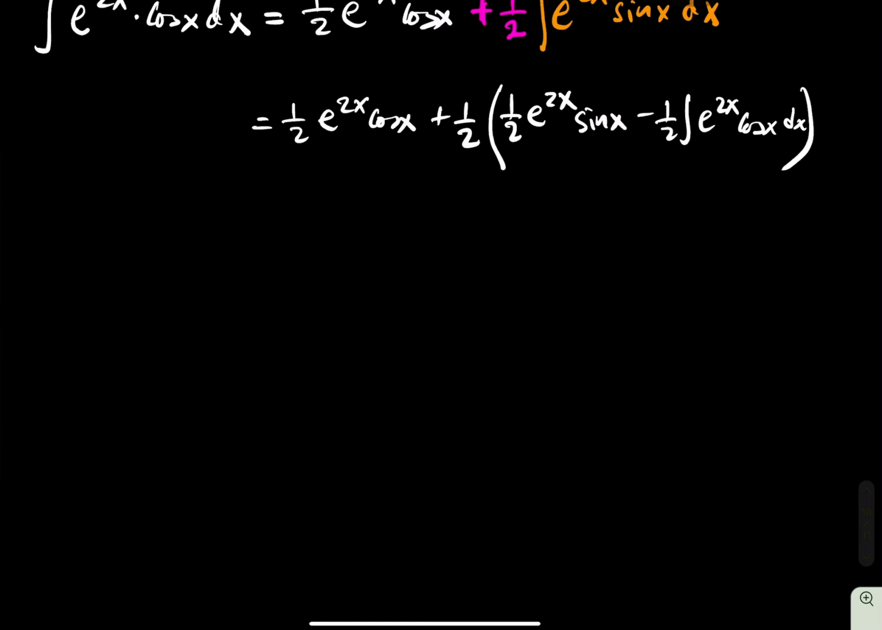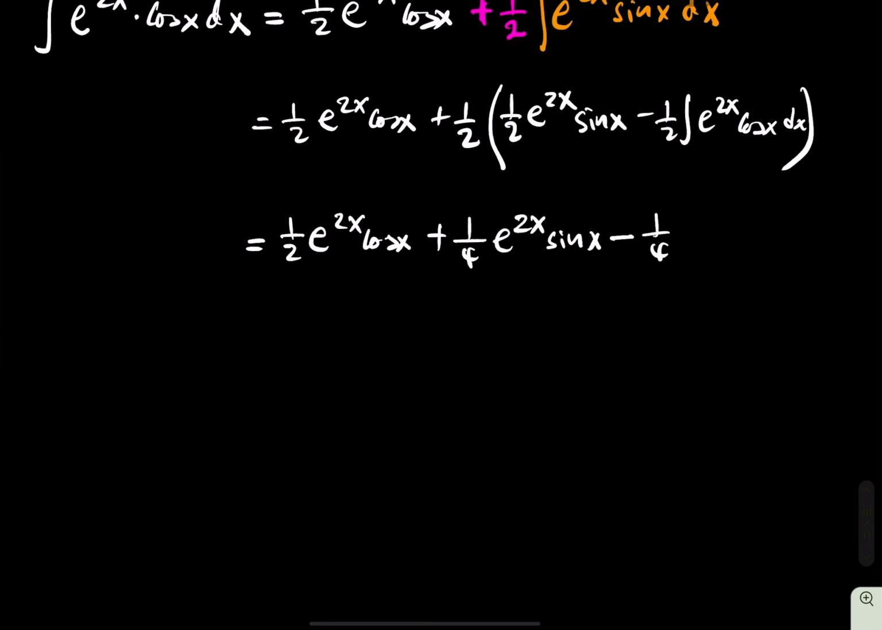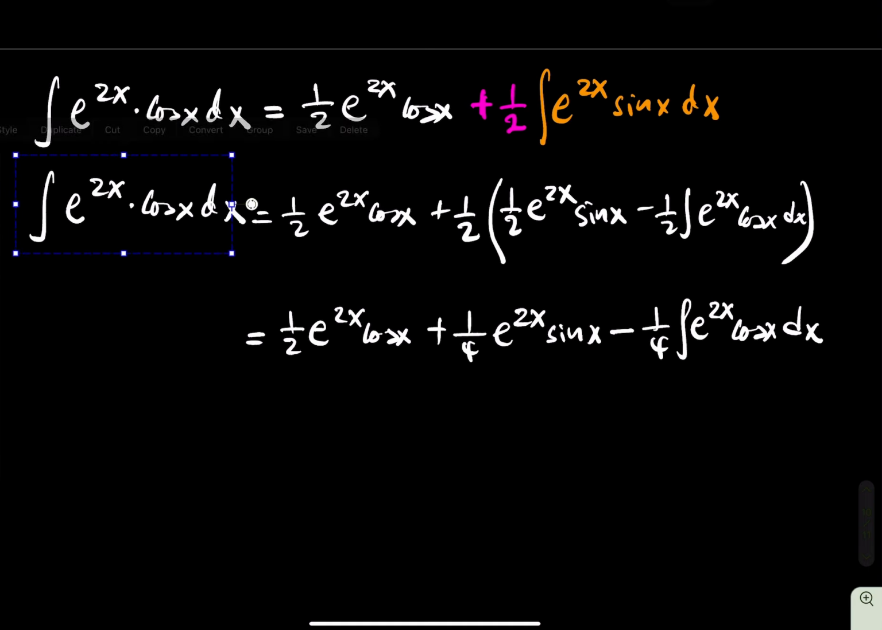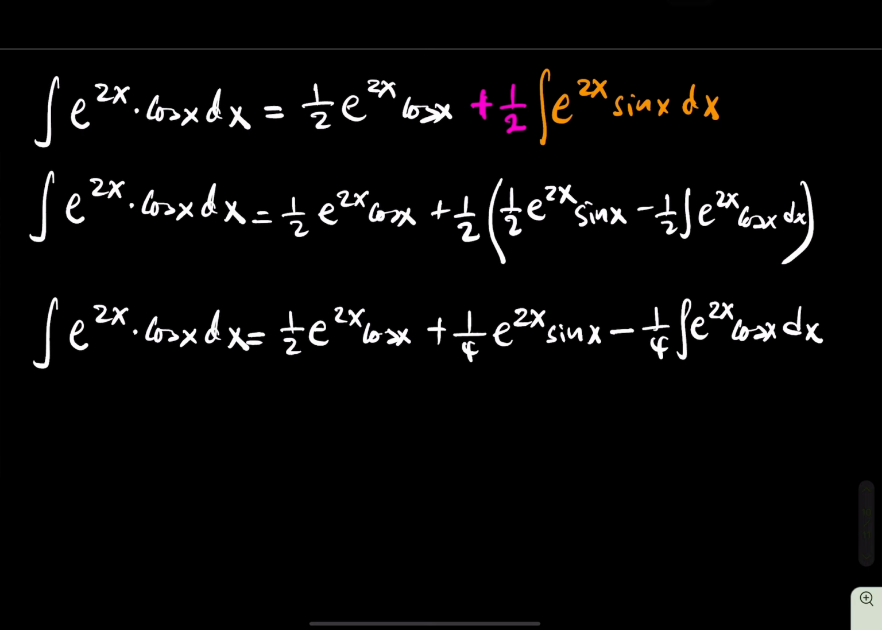Now you're going to say that this is 1 over 2 e to the power 2x cos x plus, multiplying by the half, everything becomes a positive 1 over 4 e to the power 2x sine x, and then minus 1 over 4 the integral of e to the power 2x cos x dx. So this is what the integral is equal to. But think about it.